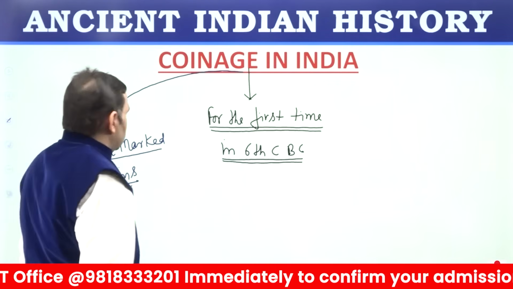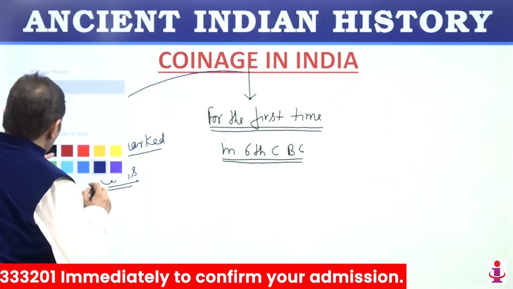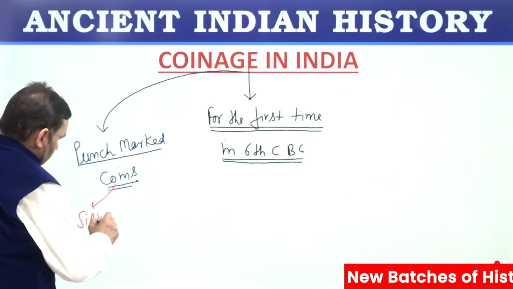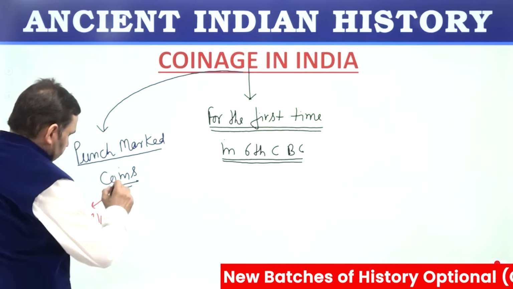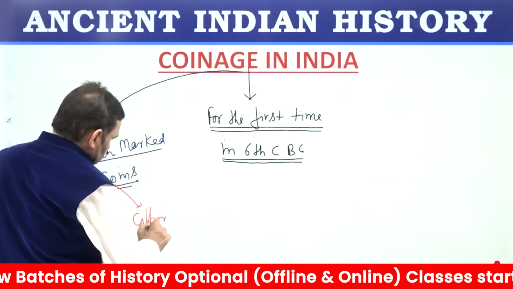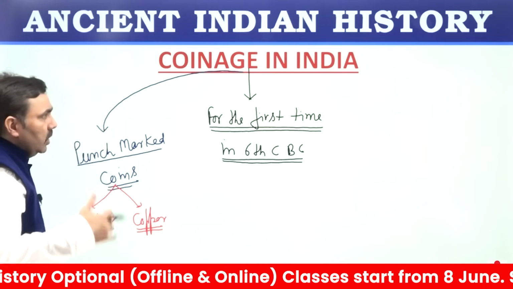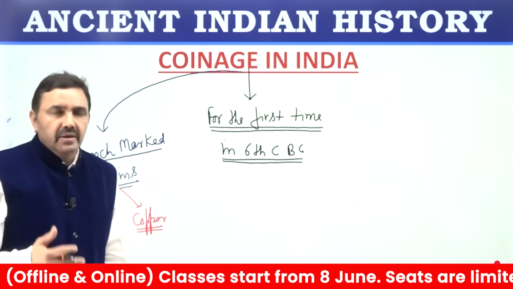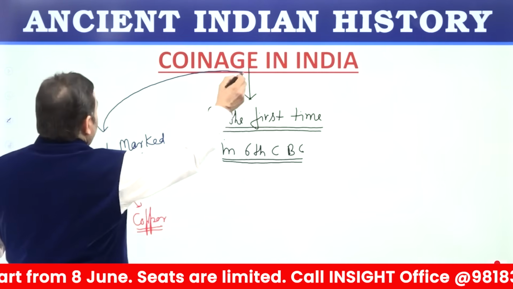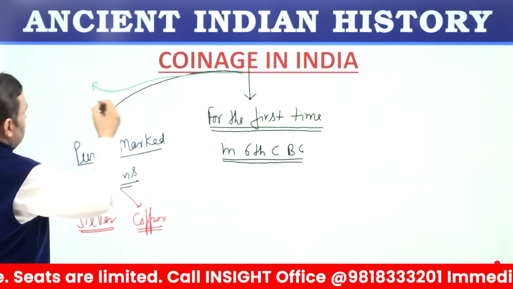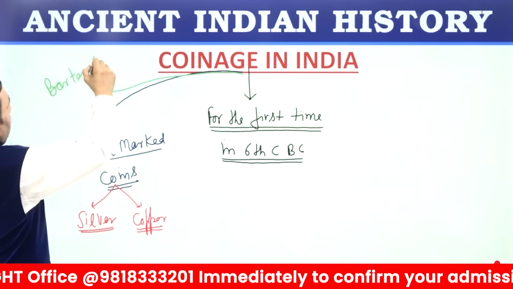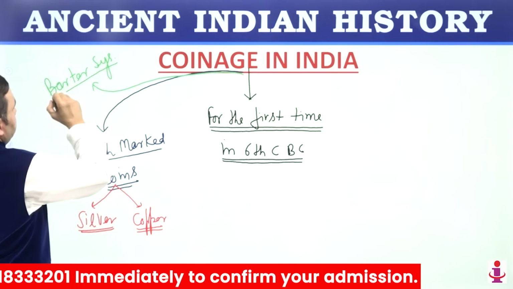These punch-marked coins were mostly made of silver, and some coins were made of copper also. So punch-marked coins were the earliest coins. What was the system before the beginning of coinage? In earlier times, when coins were not there, economic transactions used to take place by way of exchange, and that is known as barter system.